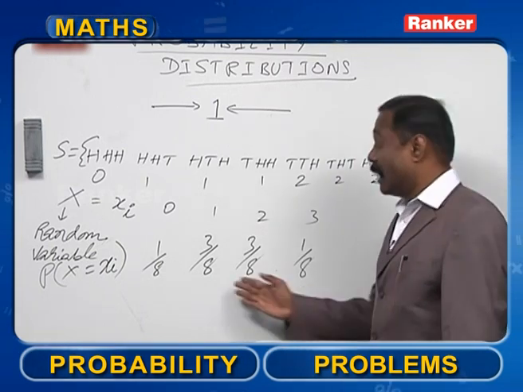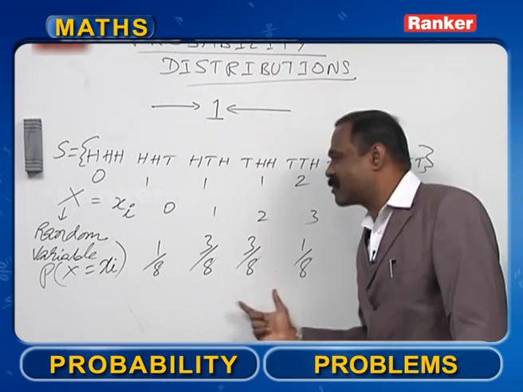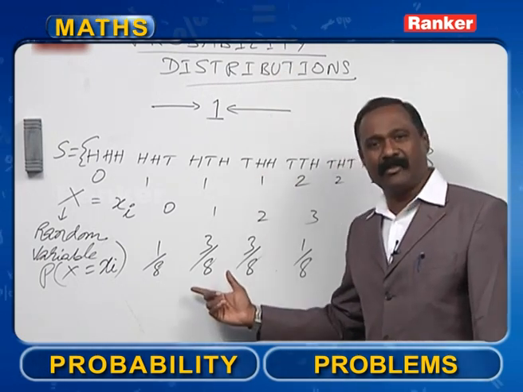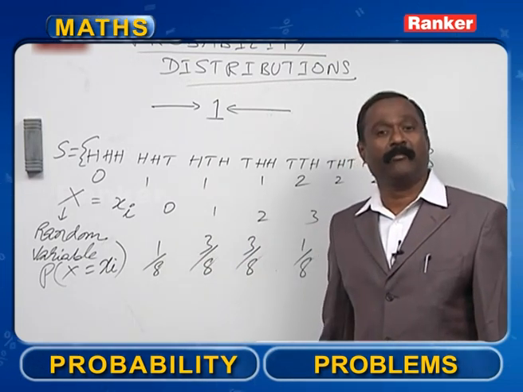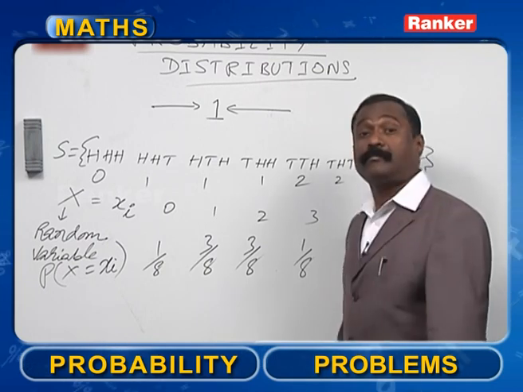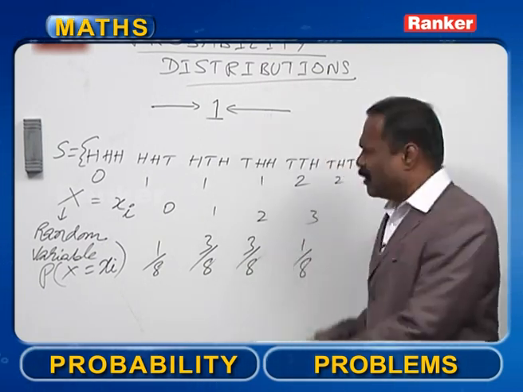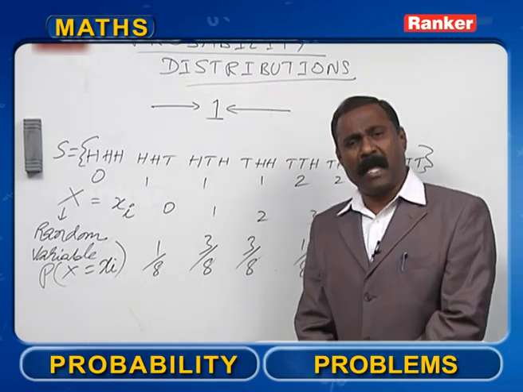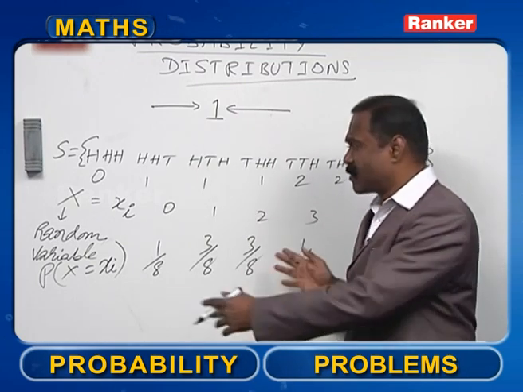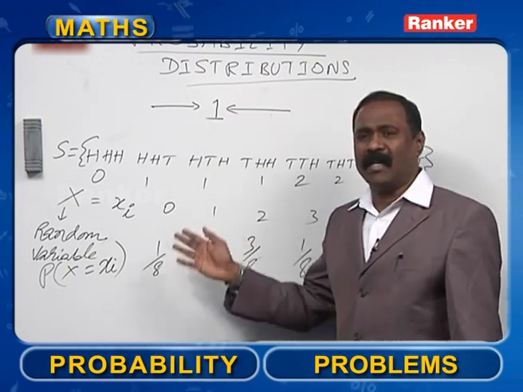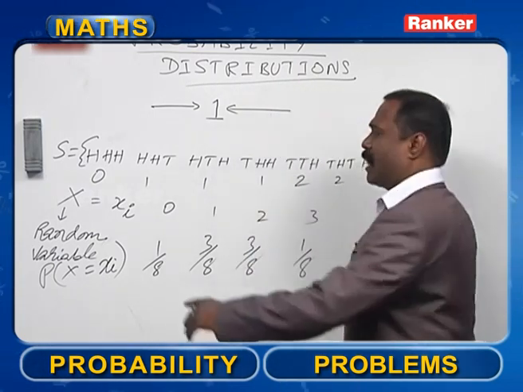So like this, the probability is distributed to each value of the random variable. Now what we do, we will generalize this. I have taken a better example to explain how the probability 1 is distributed to each of the random variables. So, understand.